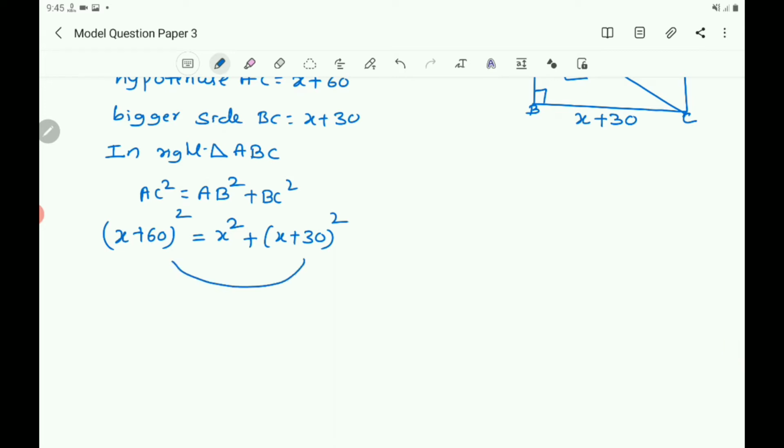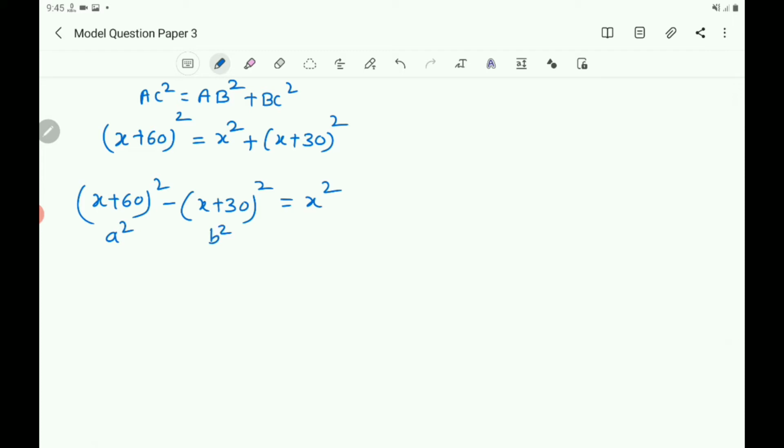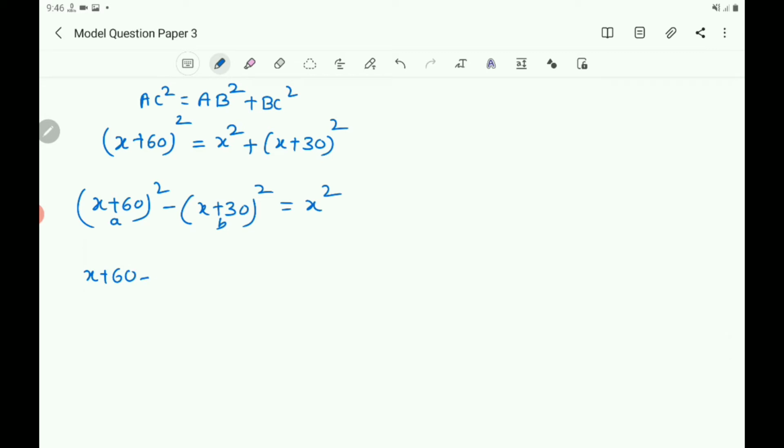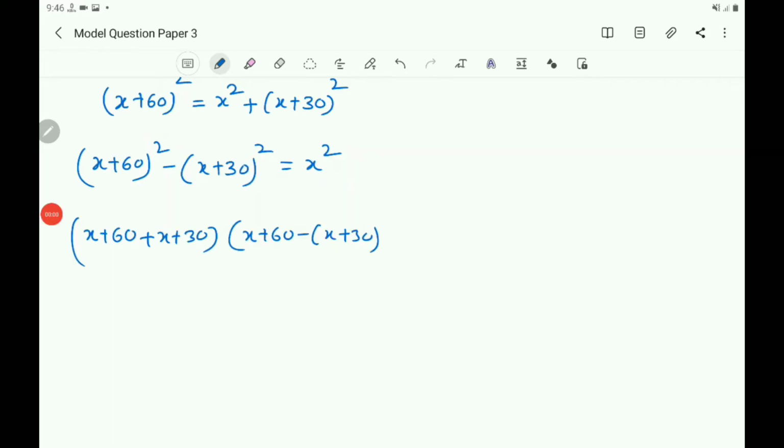Now take this to the left side to make it convenient. That is x plus 60 whole square minus x plus 30 whole square equals x square. Now this is the form of a square minus b square. You know the factors of a square minus b square are a plus b into a minus b. So the first factor is a plus b, that is x plus 60 plus x plus 30. The second factor a minus b is x plus 60 minus x plus 30.